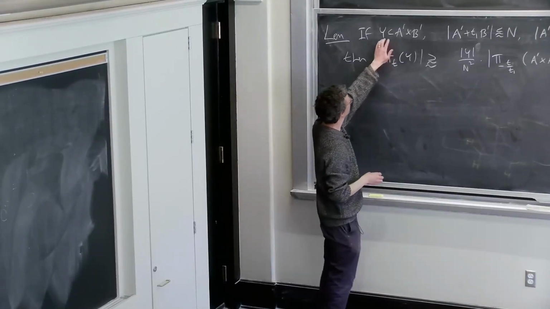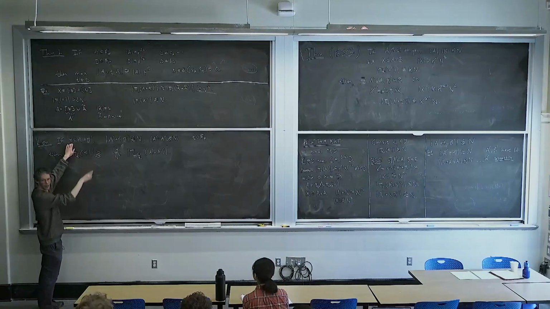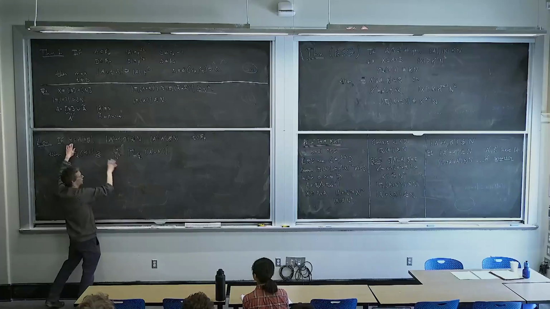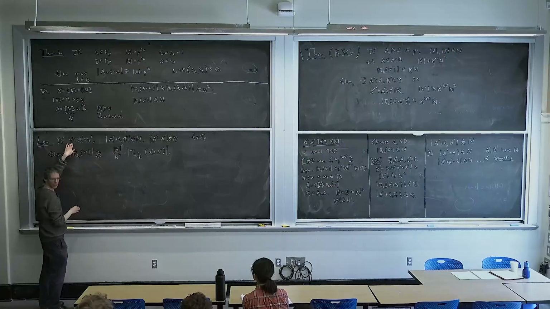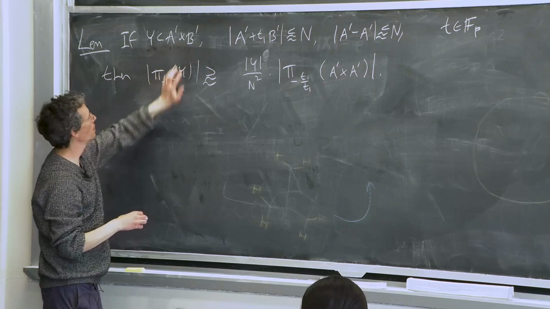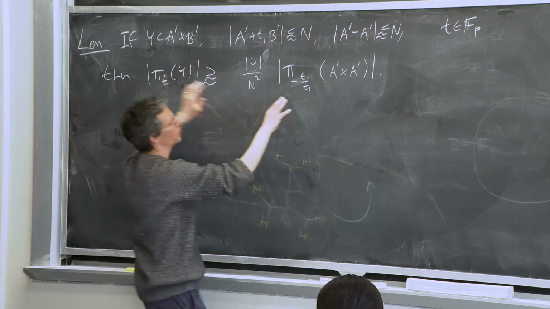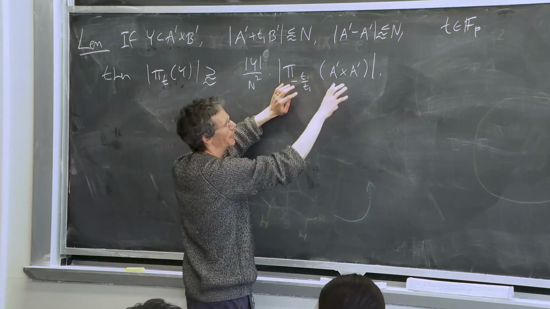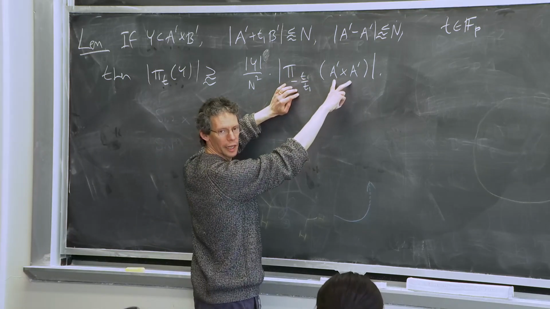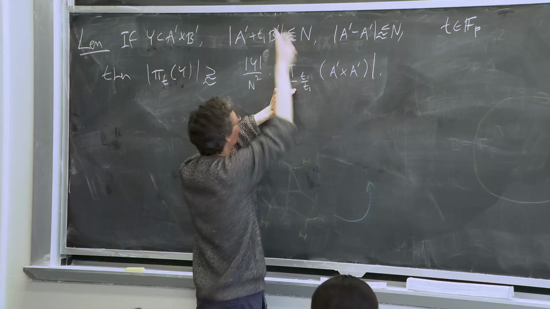The biggest Y could be is around size N squared, in which case this factor would disappear. So if we have a large subset of A' cross B', then the projection of that large subset Y is bigger than the projection in a related angle of the whole product A' cross A'. This is good for us because we can apply Theorem 1 to this.